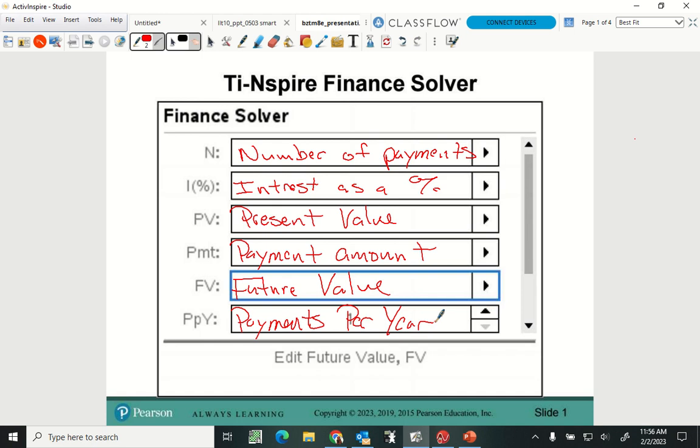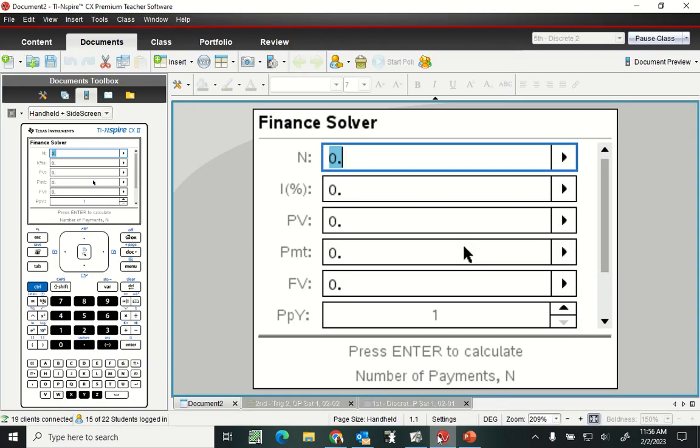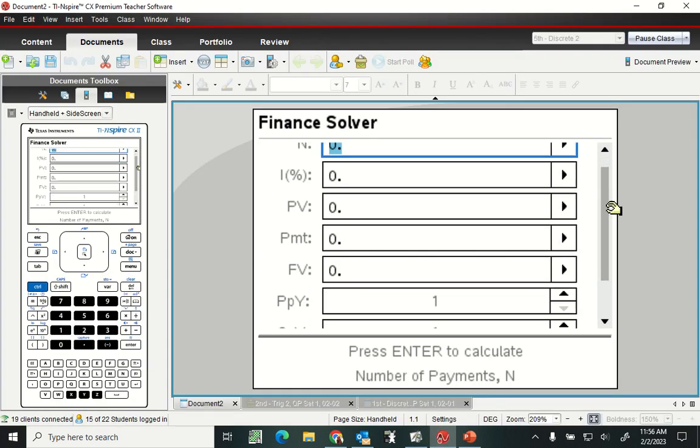Payments per year. If this is monthly payments, what number should that be? 12. Okay. Now, there's something I did not screenshot, but I'll show you here when I scroll down a little bit.